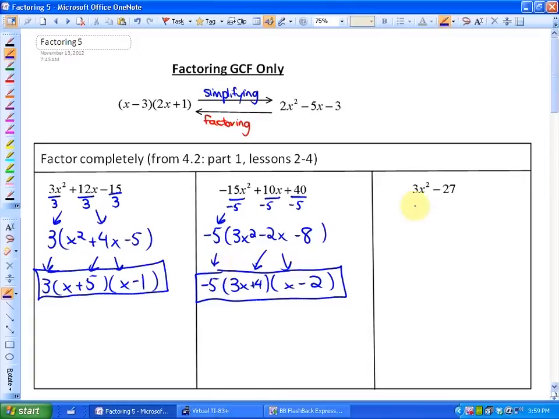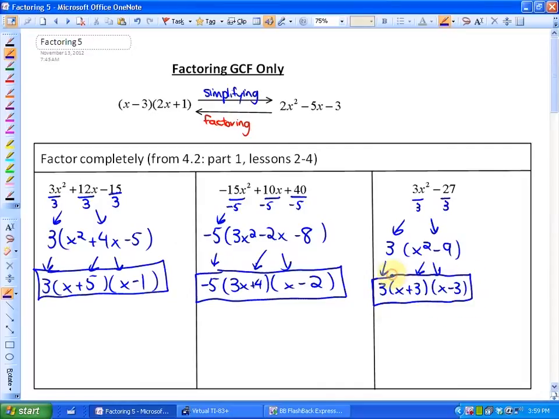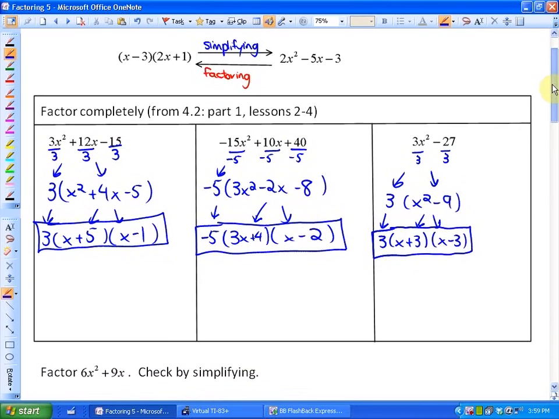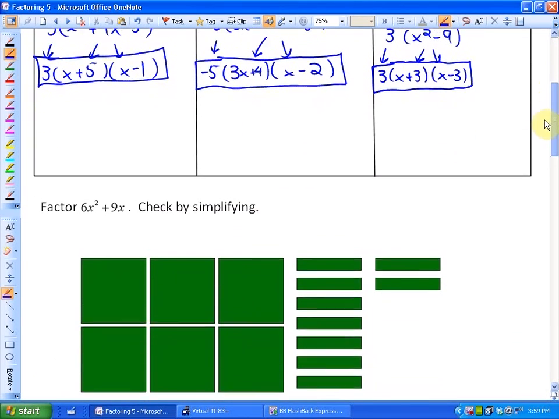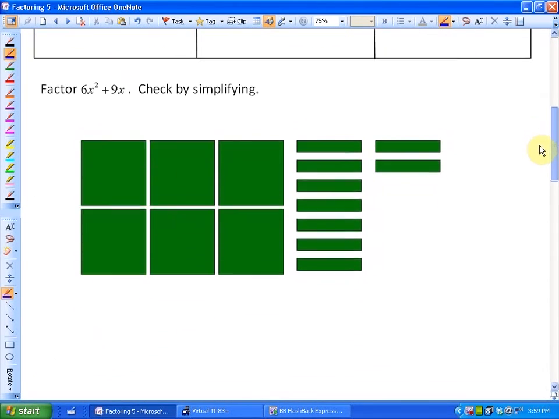In this last example, we factored the greatest common factor 3 out, leaving us with x squared minus 9, and that difference of squares, x squared minus 9, could still be factored to x plus 3 and x minus 3. So in many cases, it takes multiple steps to factor completely with the greatest common factor. In today's particular lesson, that's not going to be the case. You'll see that we can only factor the greatest common factor, and that is all.